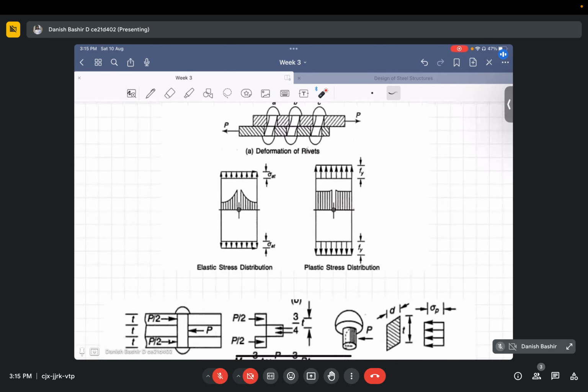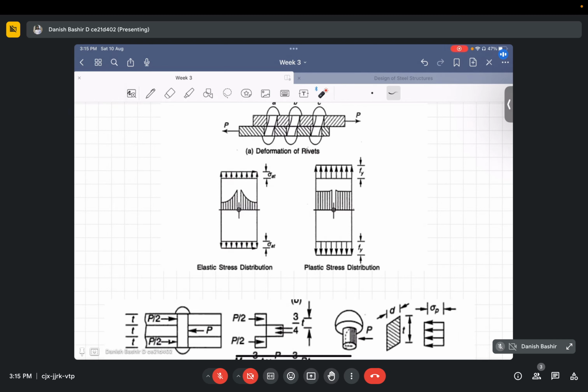And one more thing, what is the shear stress distribution? Elastic shear stress distribution. So this is the pull from one side of the plate. This is another side of the plate. Okay. So this is a rivet driven here. So the elastic stress distribution is like this.